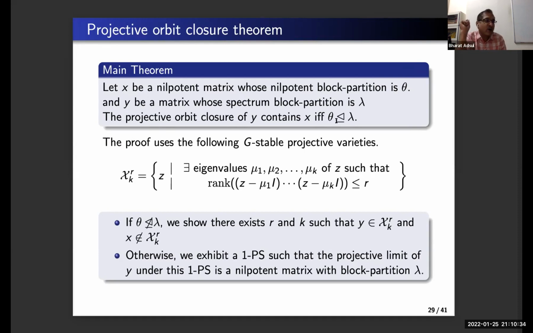So in the projective orbit closure, in some sense, we lose the very fine numerical information about the eigenvalues. But what is remembered is these block sizes, categorized by different eigenvalues. That information is what really determines the projective orbit closure.